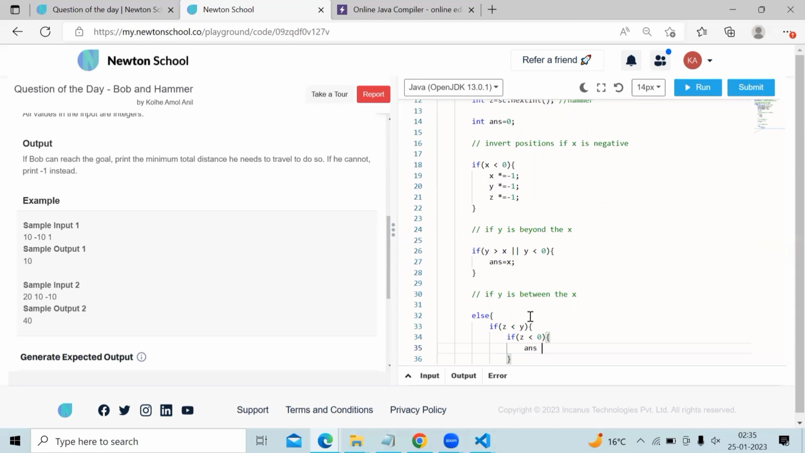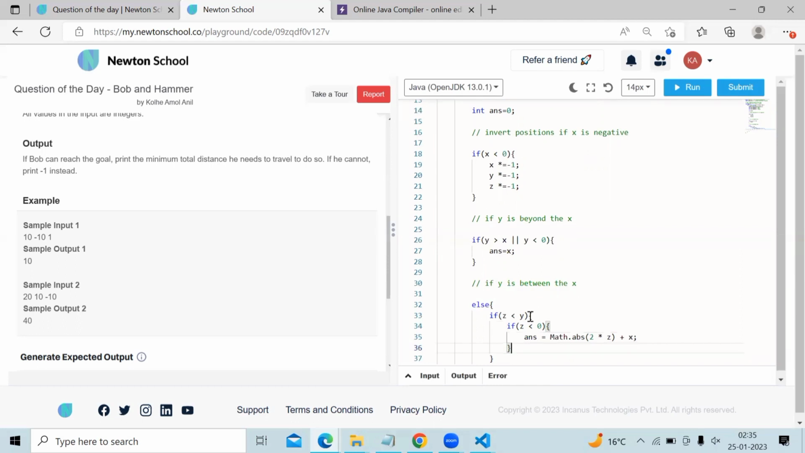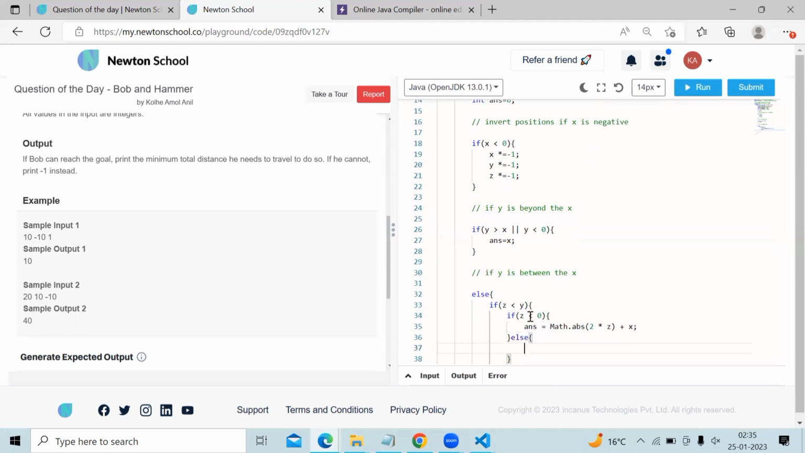Then simply we are going to write answer equals to, we'll use the math dot abs method, and inside this I will do 2 into z, and I will add x into it. Now here I will write one else condition again, and inside this else condition I will initialize answer equals to x.